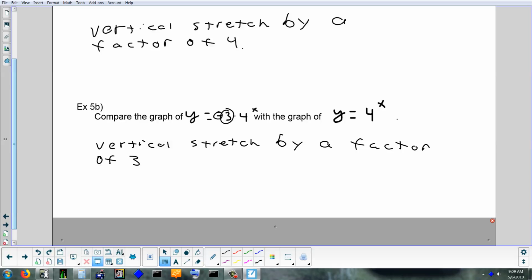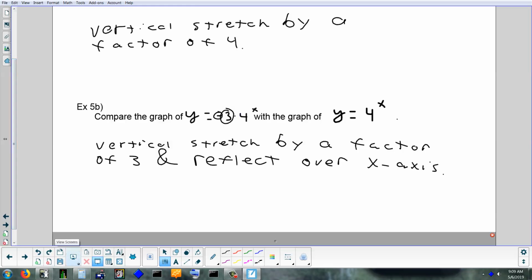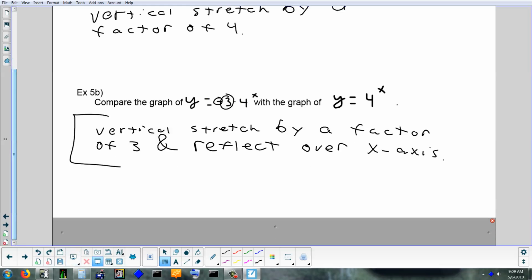No. Now Winnie, what did you say about the negative? The negative is going to be the reflection. And how do we write it? Reflect over the x-axis. If you wrote only the stretch, I'd give you half. You told me that it stretched, but you didn't tell me about the negative. So vertical stretch by a factor of 3 and reflect over the x-axis. If you don't want to write reflect, you could write flip. It means the same thing. That's the final answer right there. You have to write exactly that.